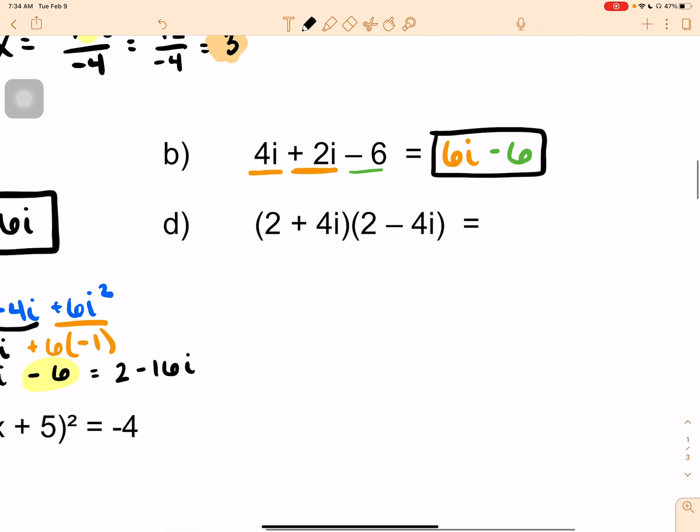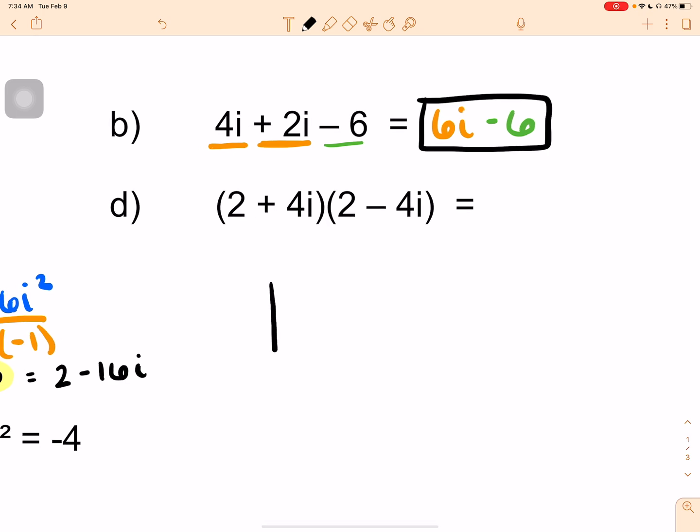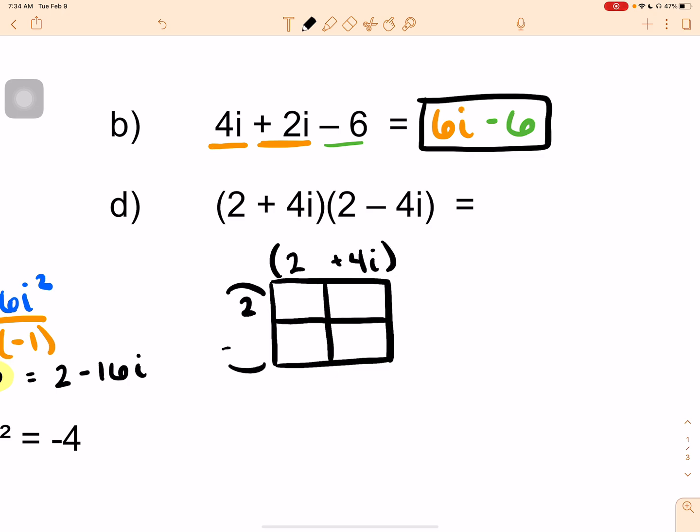Okay, so now let's do part D. Here we have two binomials that we're multiplying together. So we have 2 plus 4i times 2 minus 4i, okay? So 2 times 2 is 4. 2 times 4i is 8i. 2 times -4i is -8i. And -4i times 4i is -16i squared.